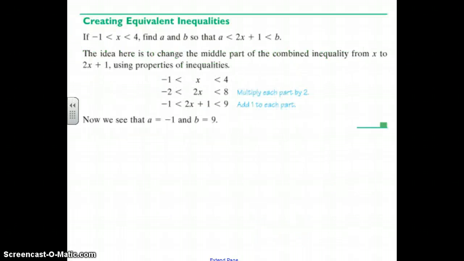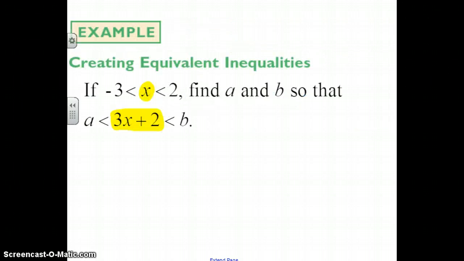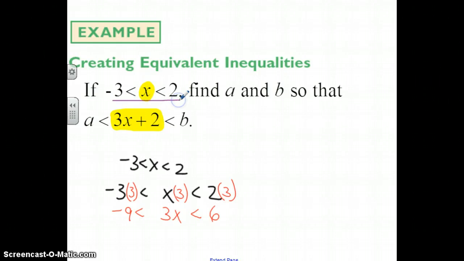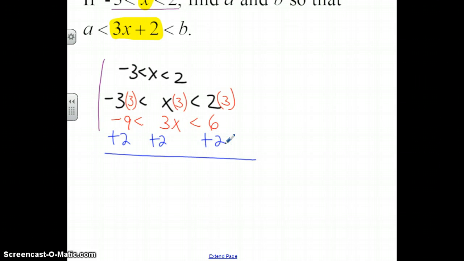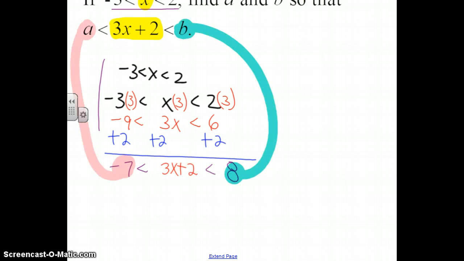The idea for this problem is to change this x into a 2x plus 1. And you can do that by multiplying by 2 and then adding 1. Same thing for this problem. We're changing x into 3x plus 2. So start with the original and multiply everything through by 3. Next, we're going to add 2 to everything, and a will equal negative 7, b will equal 8.